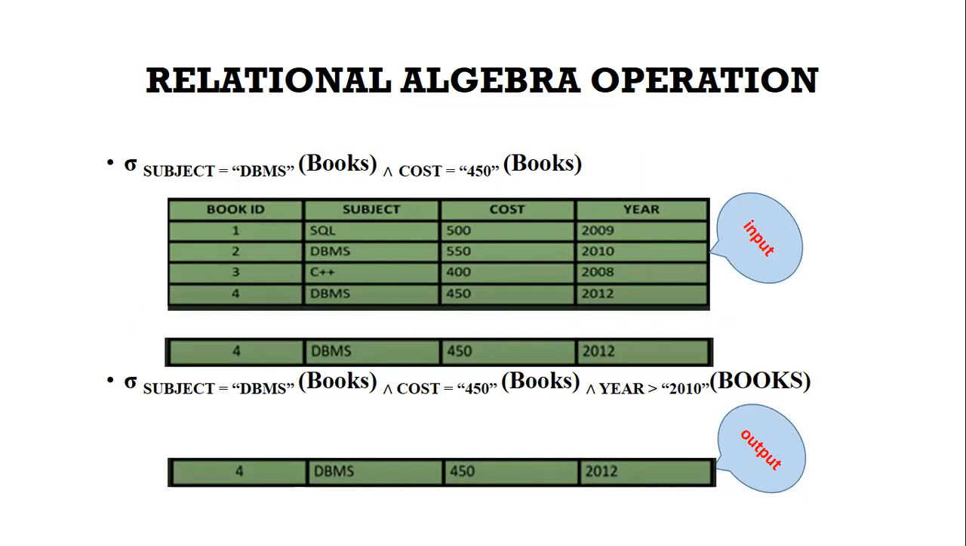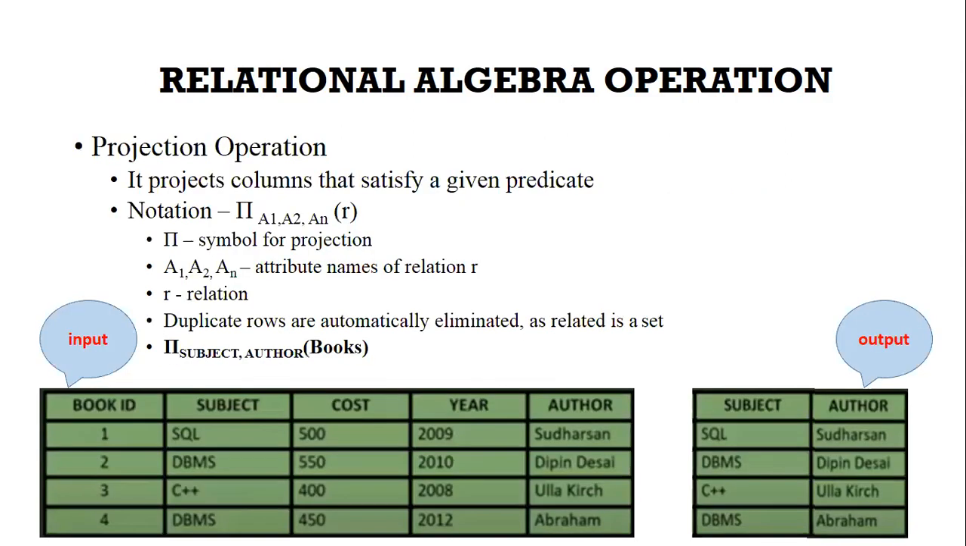In the next condition, we want to take the textbook with cost equal to 450, and at the same time, year should be greater than 2010. So this is the query: subject equal to DBMS of books and cost equal to 450 of books and year greater than 2010. The output will be the book having cost equal to 450 and year greater than 2010.